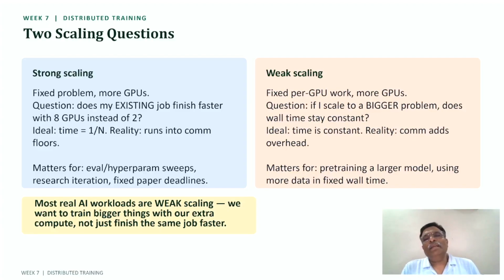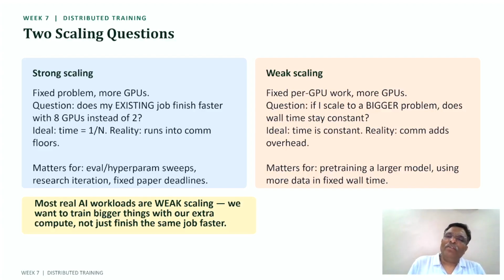Weak scaling talks of fixed per-GPU work and more GPUs. This basically asks: if I scale to a bigger problem, does my wall time stay constant? Ideally the time is constant, but in reality, again, the communication adds overhead.